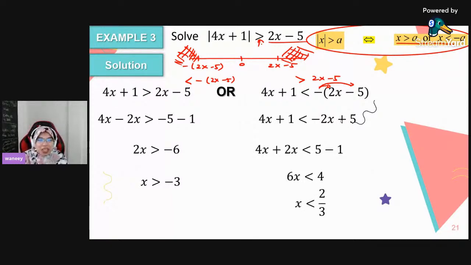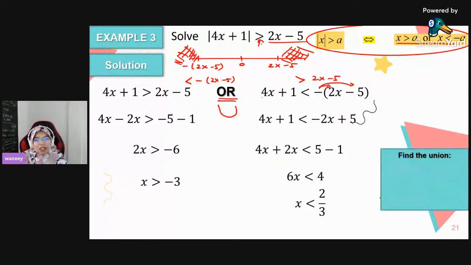Okay, so now just like what we did earlier, before this we have to find the intersection, right? Before this kita cari intersection, but for this one you have or means that you need to find the union. So instead of intersection, now we have to find the union for them. So kita nak unitkan answer lah. Okay, so we got negative 3 over here, 2 over 3. So greater than negative 3, less than 2 over 3. And then we have to unite our answers.